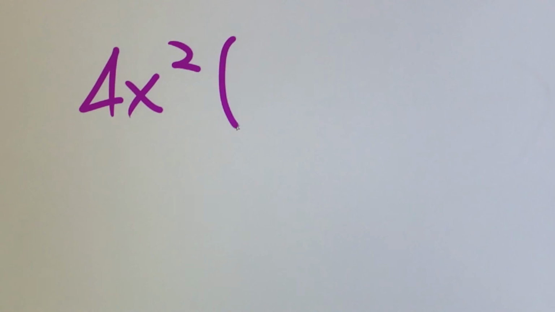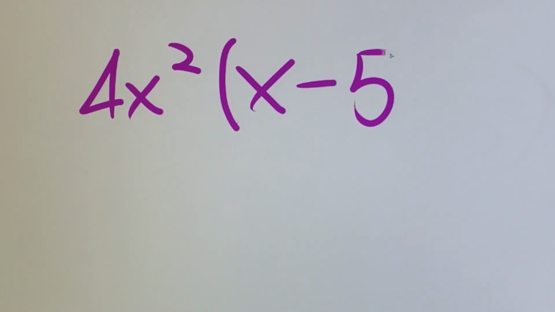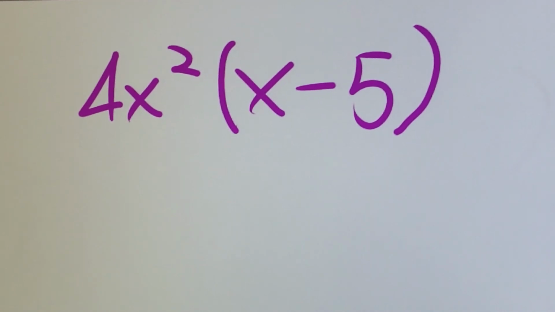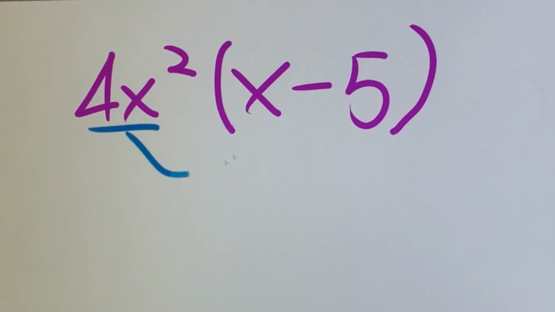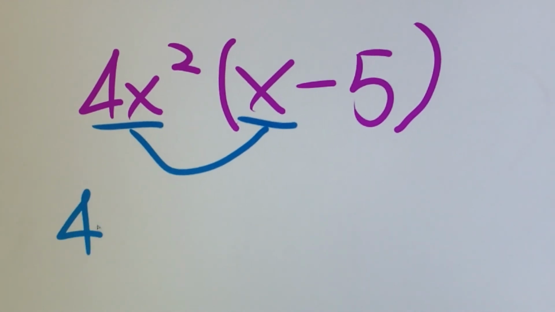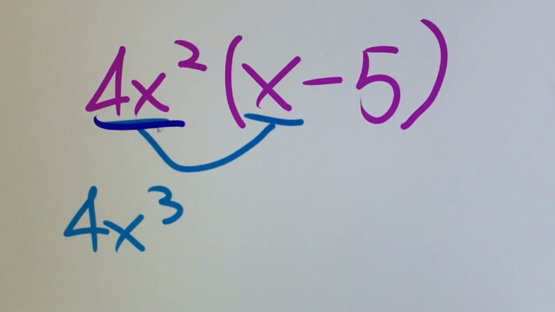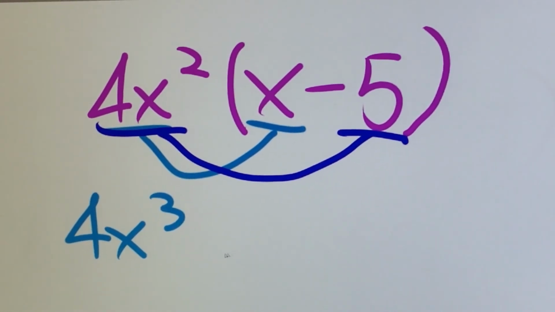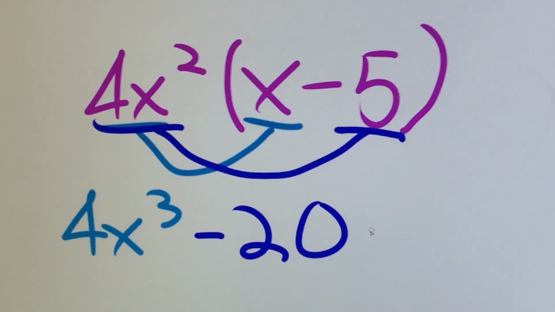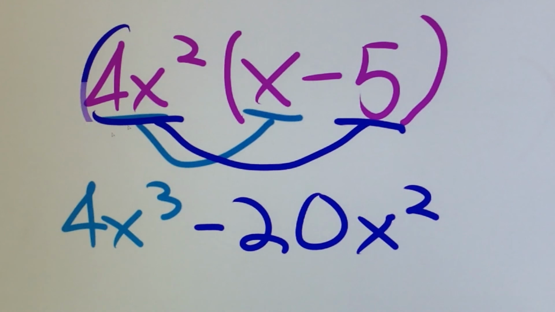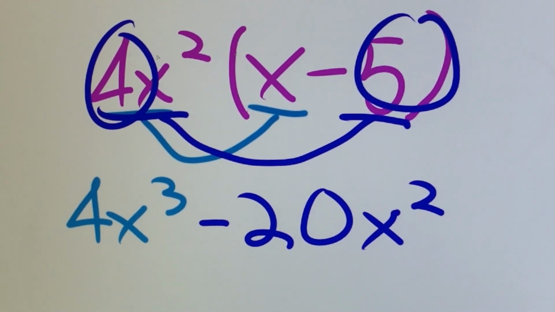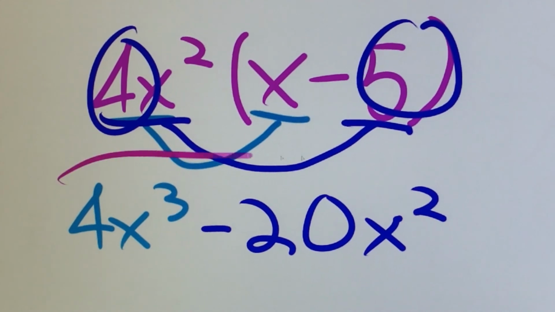So the next example would be 4x squared and x minus 5. So what you're doing is you're putting these together to get you 4x cubed, and then you're going to put these together to get a minus 20x squared, because here you multiplied. And that's your answer.